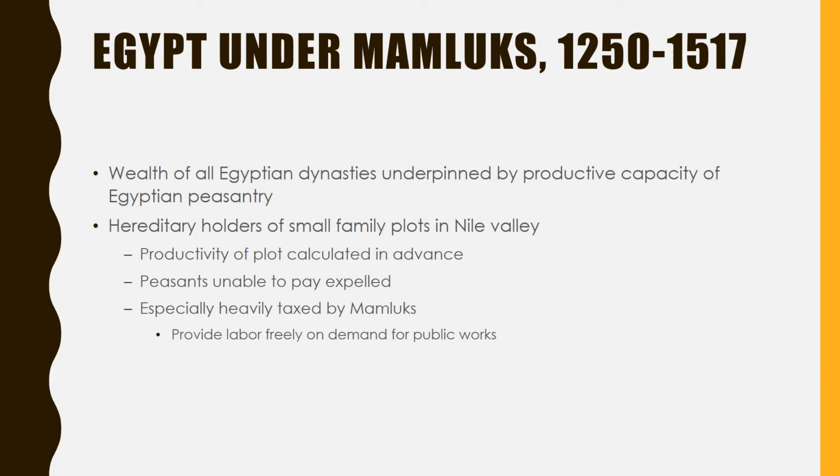These farmers are going to be the hereditary holders of small family plots in the Nile Valley. The productivity of these plots would be calculated in advance, and so the government would tell them ahead of time what they owed in taxes. If you were unable for whatever reason to pay your taxes, suppose you had a bad harvest, which happens in the course of farming, then you would be expelled from your land.